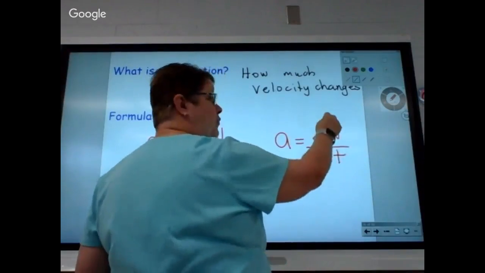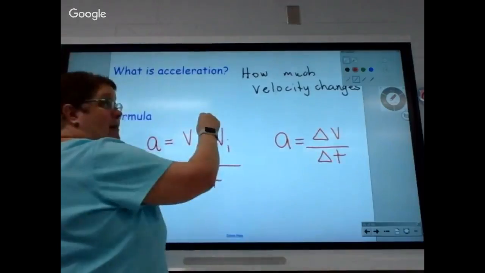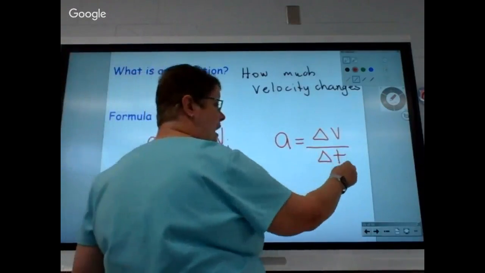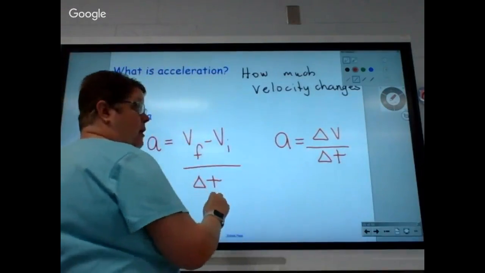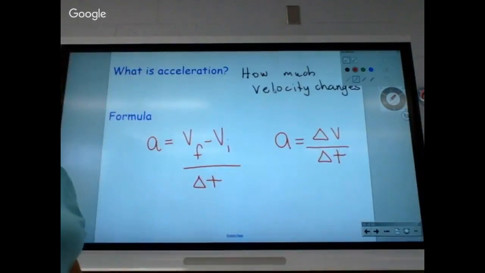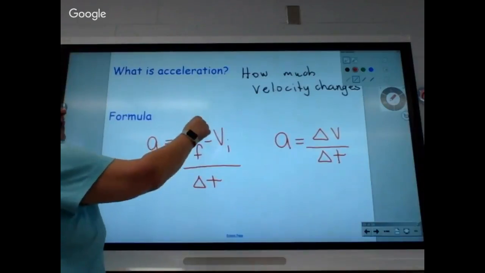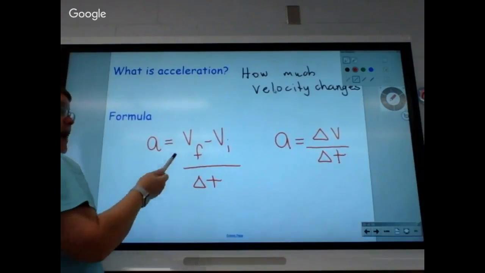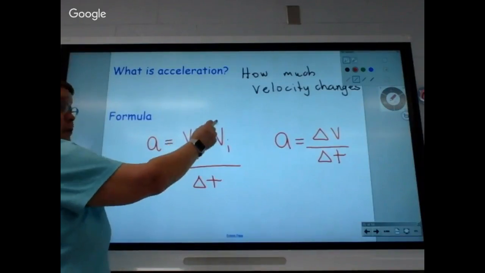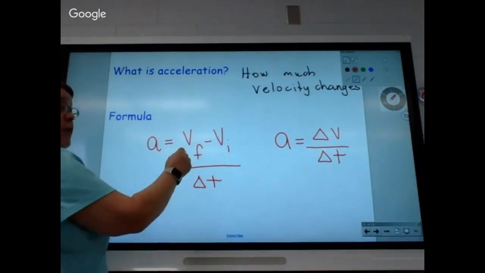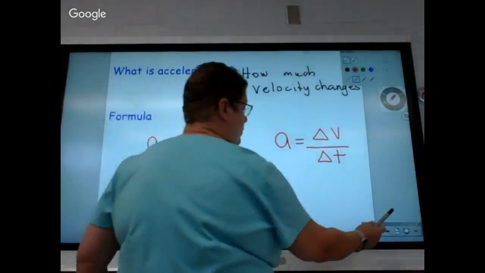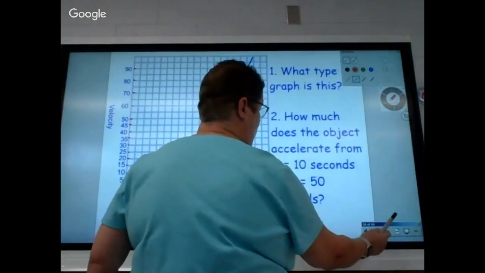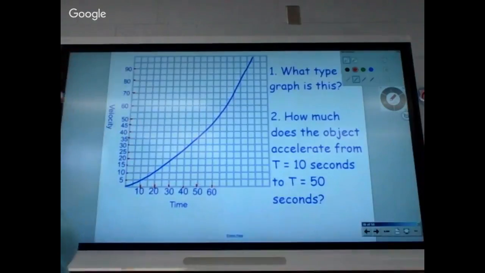If you have two velocities, you subtract them. If you have two times, you subtract them. But are you always going to have two velocities? No, but this is the way the state has written the formula on your card. The triangle just means you subtract if you have two. You will a lot of times, just not always.